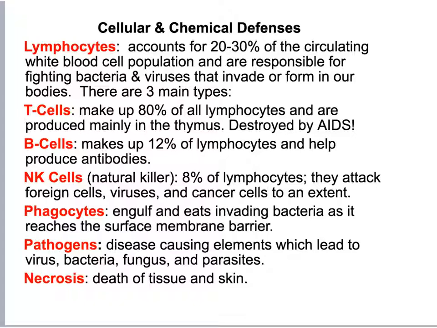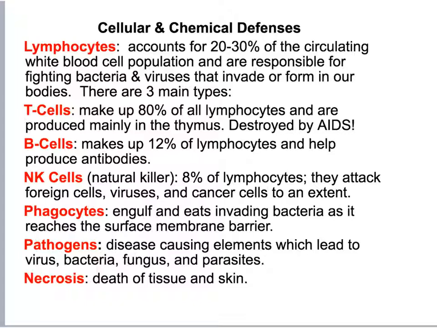T cells make up 80% of the lymphocytes, and they are mainly produced in the thymus gland, and they're the cells, the helper T cells, which are attacked by the HIV virus. B cells make up 12% of the lymphocytes and help produce antibodies. And then the NK cells, or natural killer cells, are the remaining 8% of the lymphocytes. And they attack foreign cells, viruses, and cancer cells to an extent.